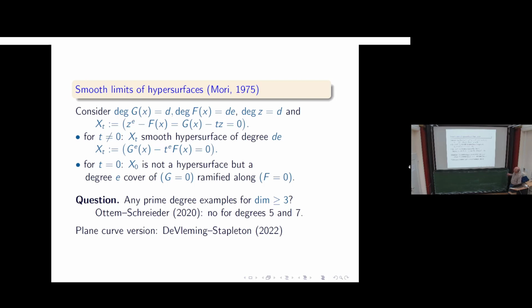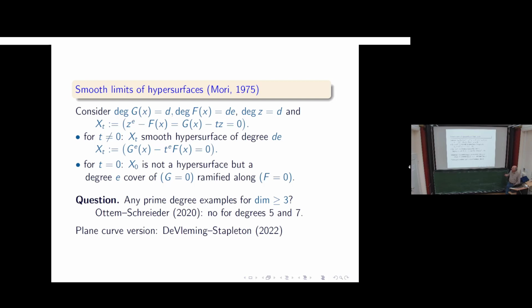So these are nice hypersurfaces. But when t is 0, what you have is not a hypersurface, but a degree e cover of the g hypersurface ramified along f. Okay, and so clearly some natural smooth limits like this should be in our moduli space of hypersurfaces. Now, you see that in these examples it's very important that the degree has two factors, like d times e. And we don't know any prime degree examples. Atem and Schreier proved there are no such for degree 5 and 7. For 3, it has been done long ago, most likely in some paper of Fuji.